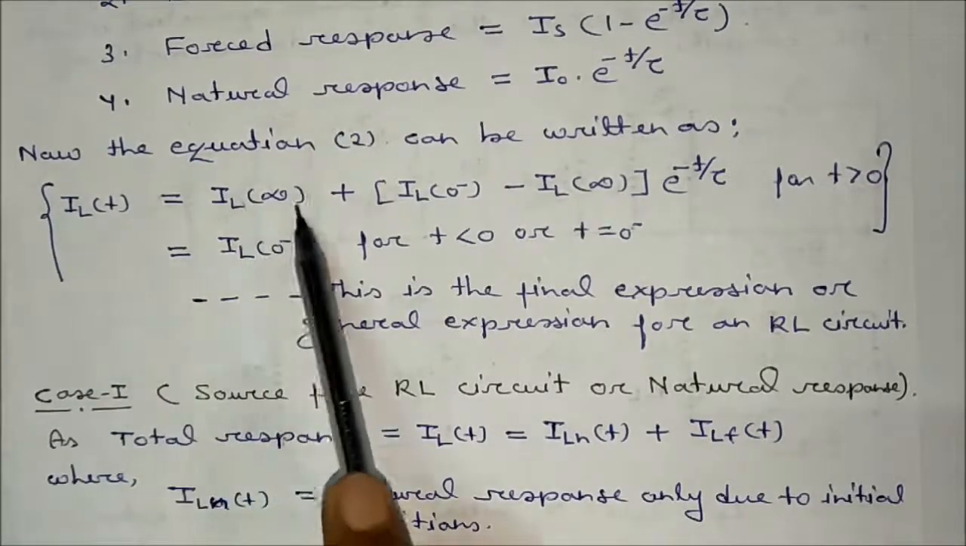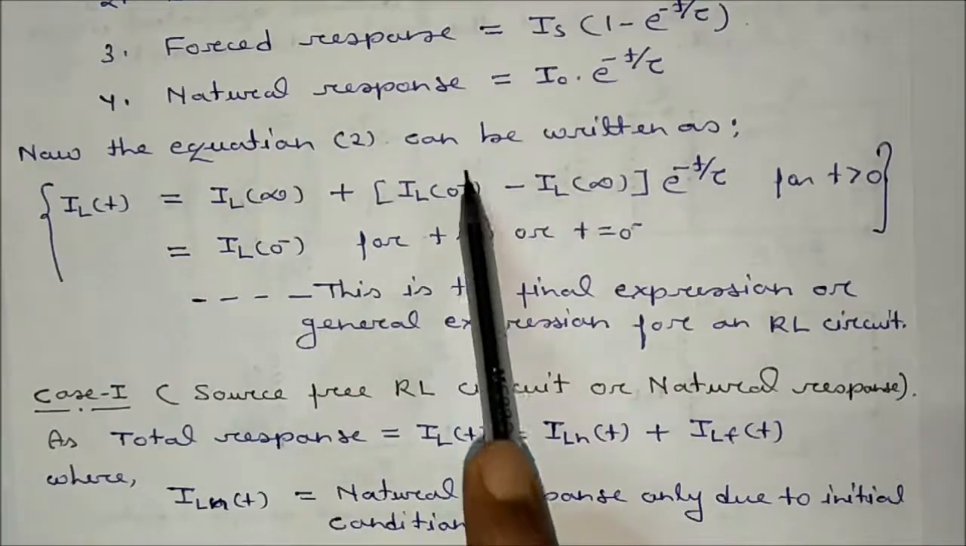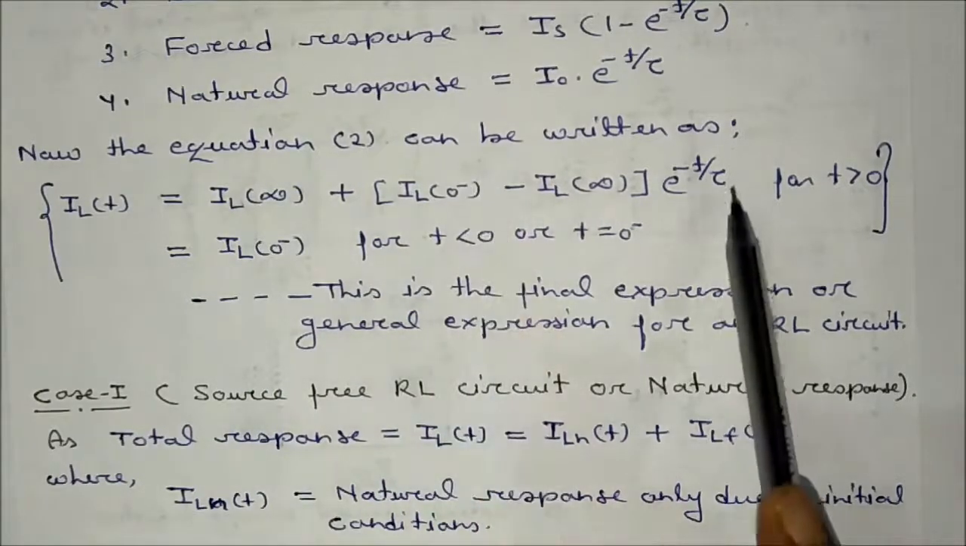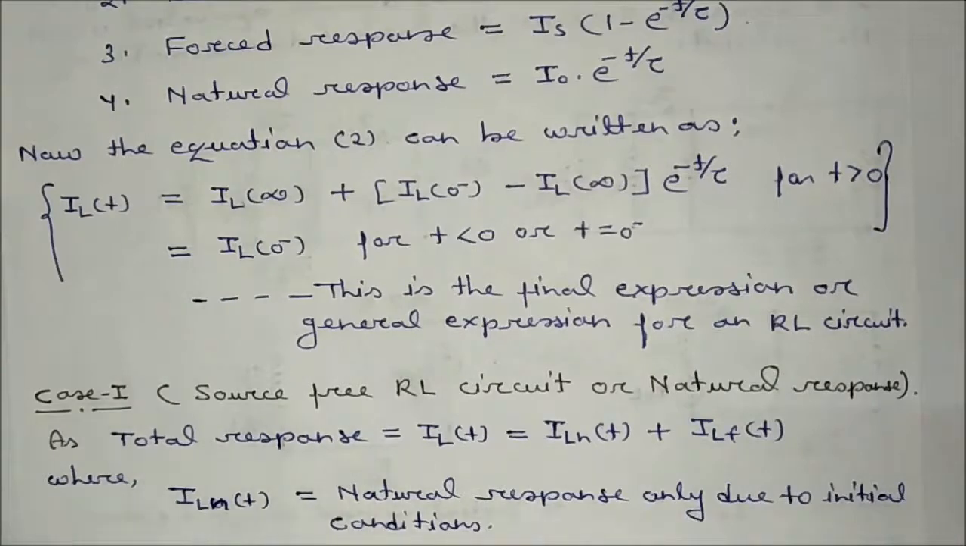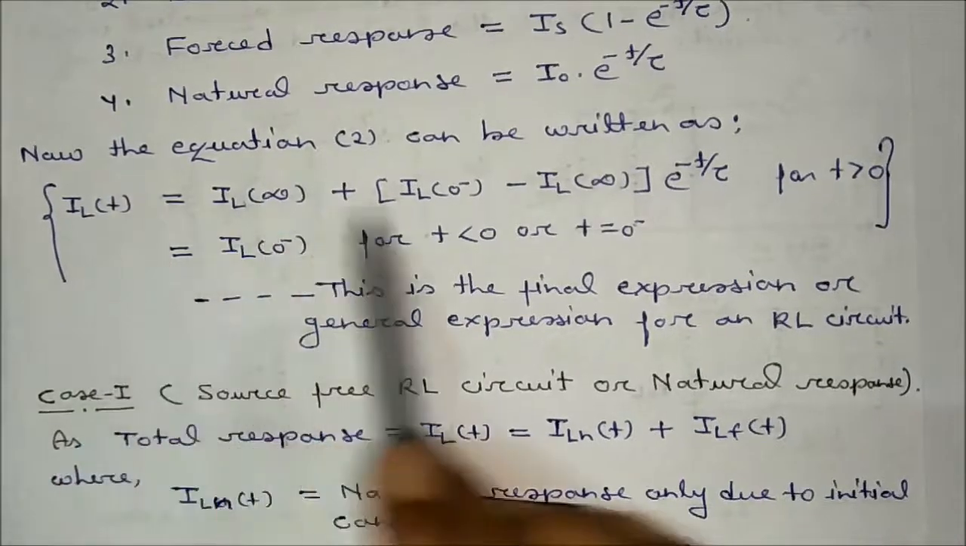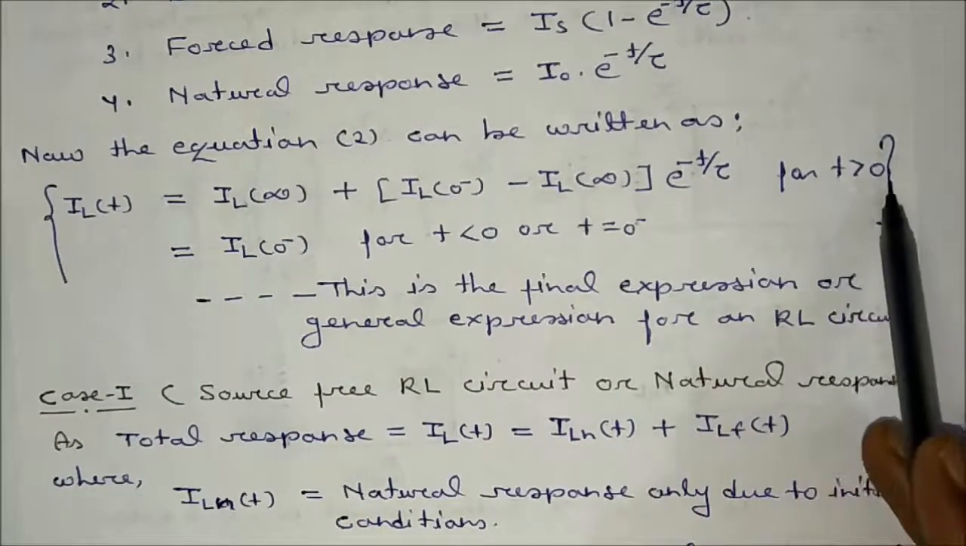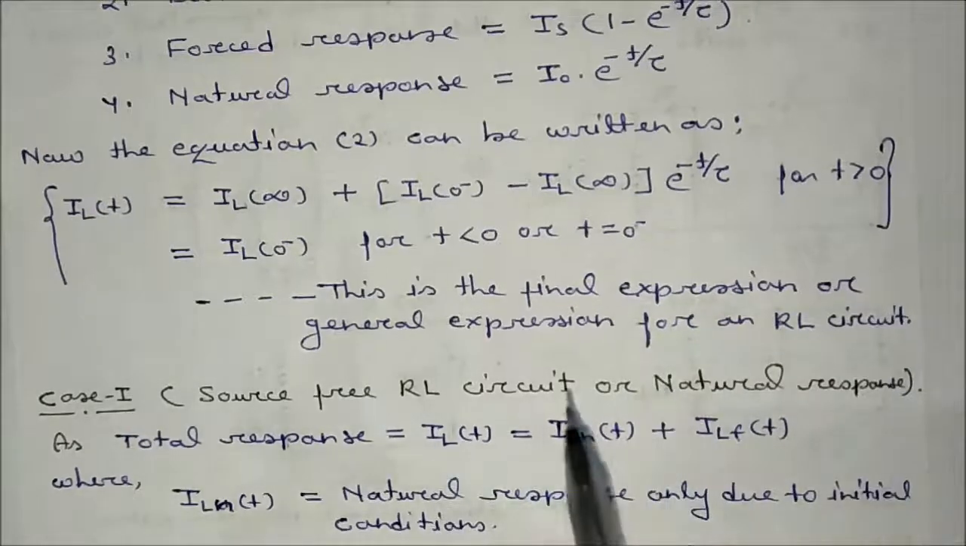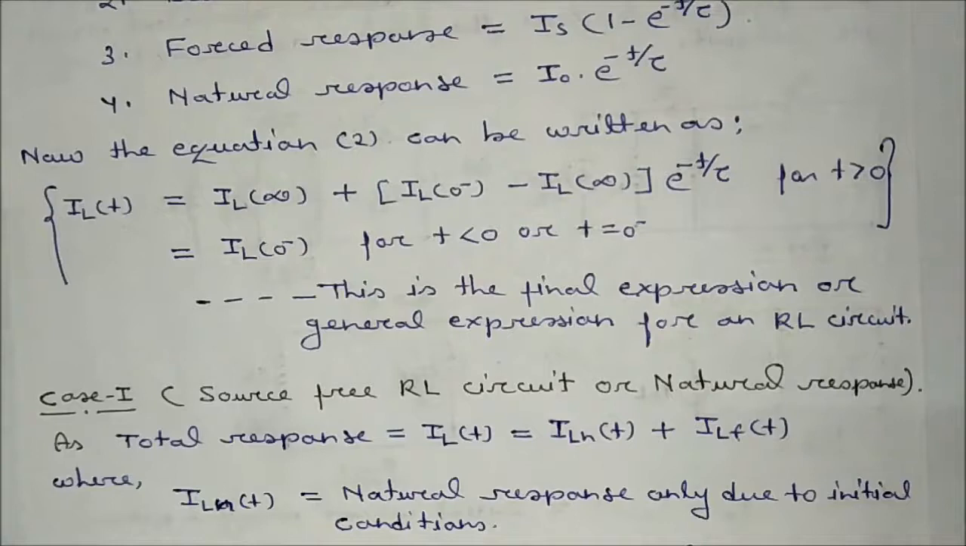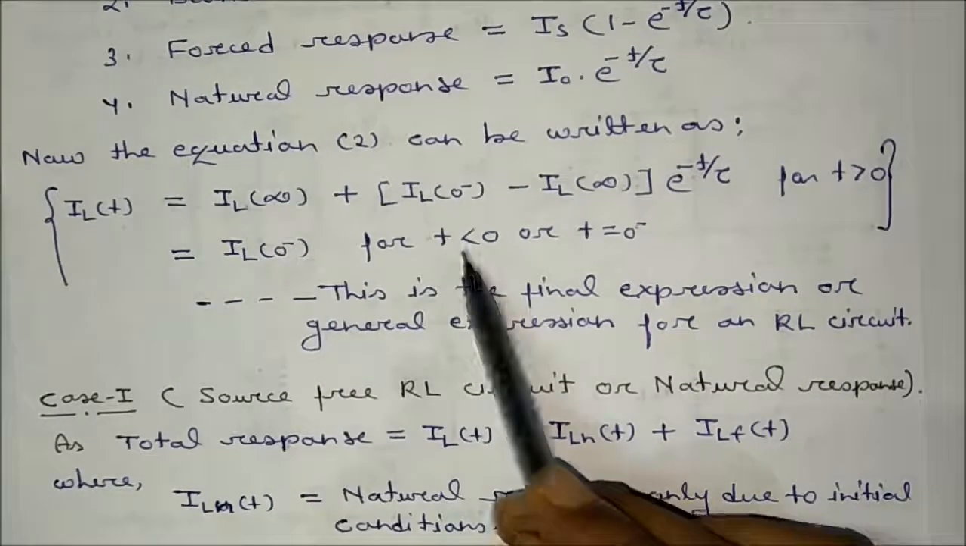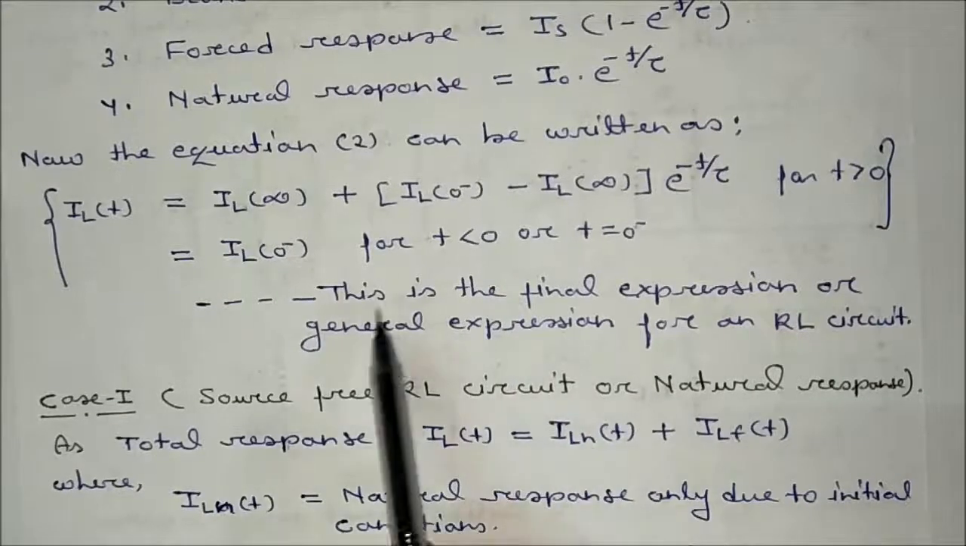IL infinite means the steady state value, this one is what? The initial value, and this one is what? Tau. If you do so, you will get IL(t) like this for t greater than 0. And if t is less than 0, what will the value of IL(t) be known as? That is known as the initial current flowing through the inductor, that is IL 0 minus, for t less than 0. This is the final or general expression for an RL circuit.